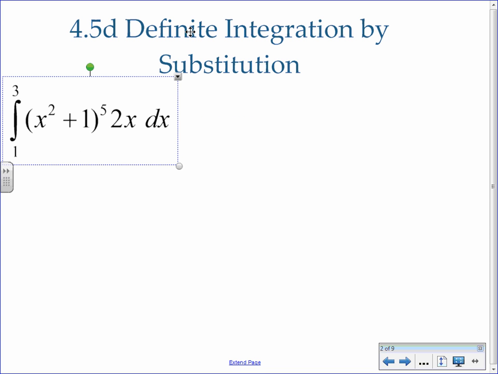Okay, so today should be a fairly simple day for you. We are going to talk about definite integration with our u-du substitution, which you know how to do, and then we're also going to talk about how to find the average value of a function.